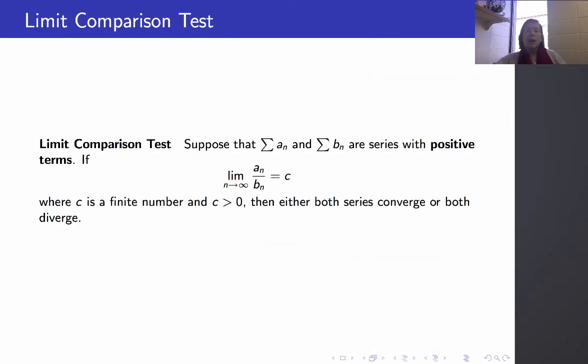The limit comparison test is easier to use and can often be used in place of the ordinary comparison test with a few exceptions. And this says that if I have two series, the sum of an and the sum of bn with positive terms, and if the limit as n goes to infinity of an over bn is some constant c, where c is greater than 0, then either both series converge or both diverge.